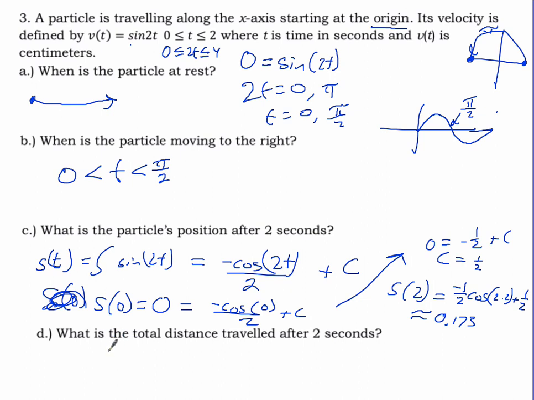Total distance traveled is the integral over the entire motion of the particle, 0 to 2. Now some of this stuff is above the x-axis, some of it's below, so you can do absolute value, and actually you could always do absolute value on your calculator just to be sure. So you can just calculate this integral. Make sure you're in radian mode, and you get 1.17.